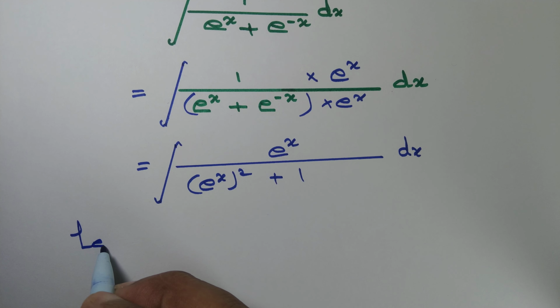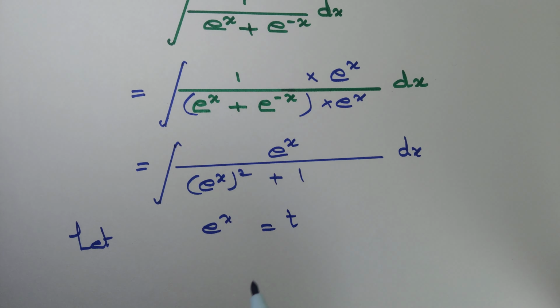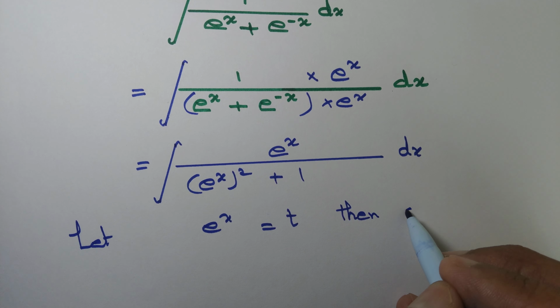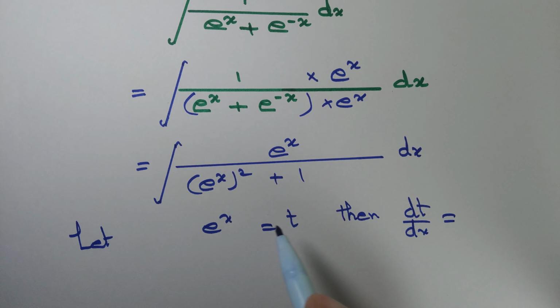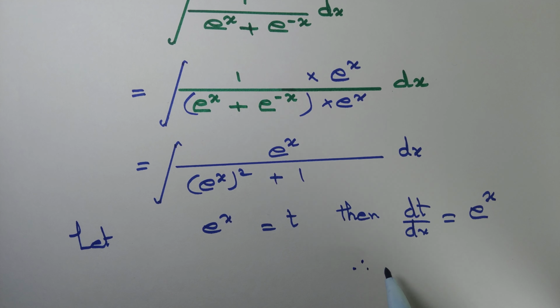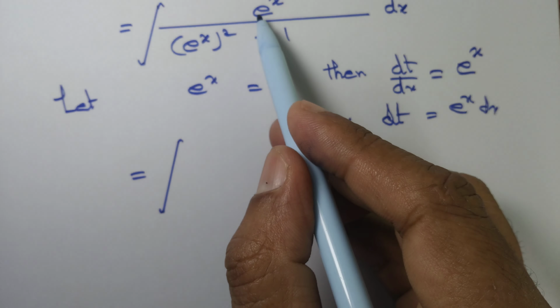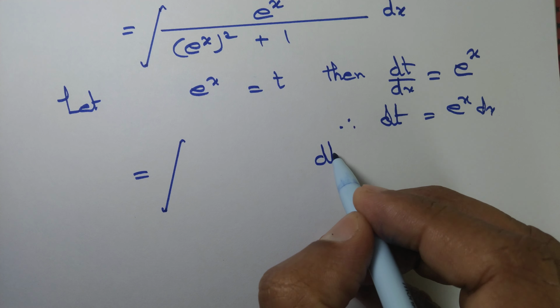So let e to the power x equal to t. Then dt by dx equal to derivative of e to the power x, which is again e to the power x. Therefore dt equal to e to the power x dx. So this integral can be written as e to the power x dx can simply be written as dt.